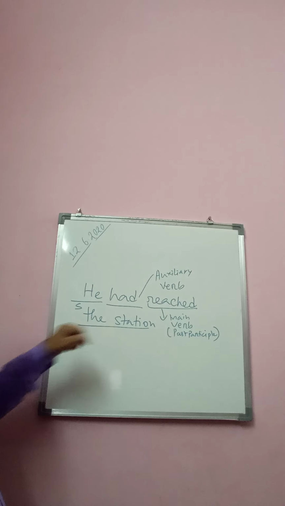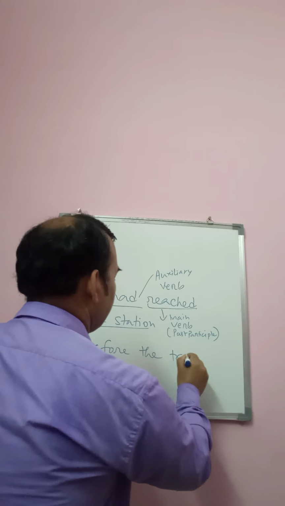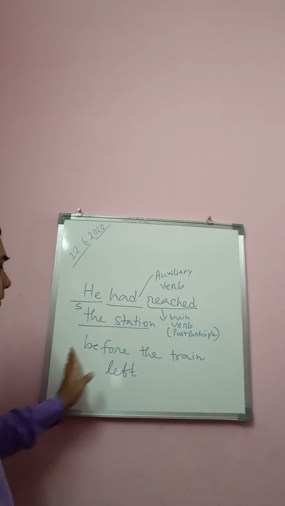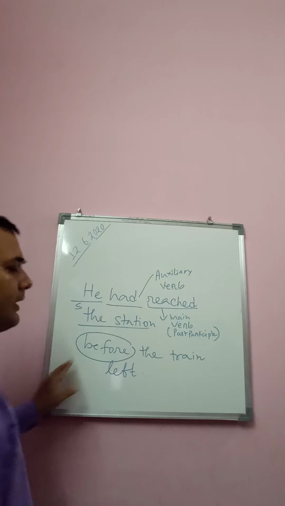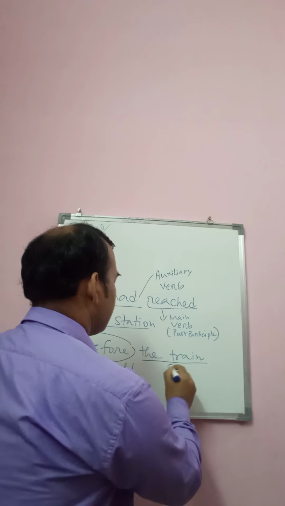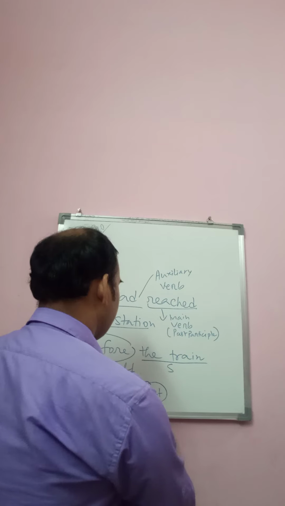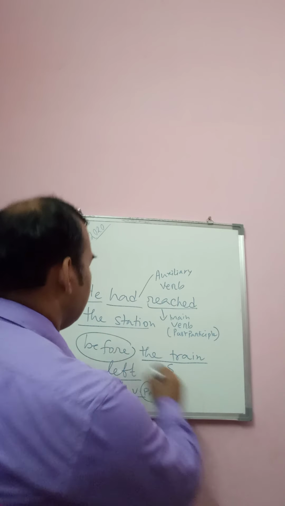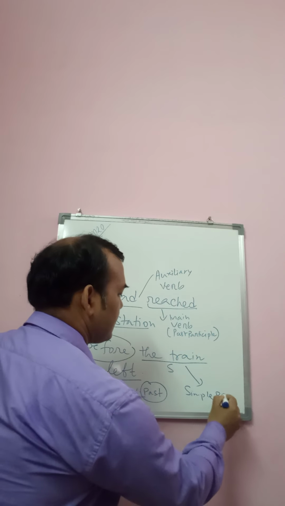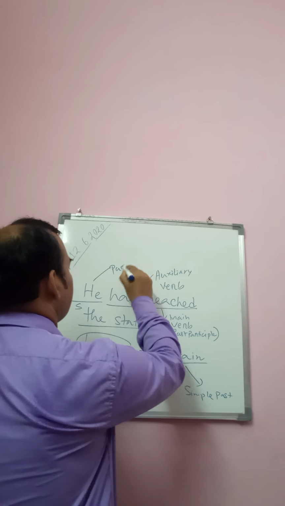He had reached the station before the train left. So before is the connective here. Before the train left: the train is the subject and left is the verb in past. So the latter one is simple past, and the first one is past perfect.